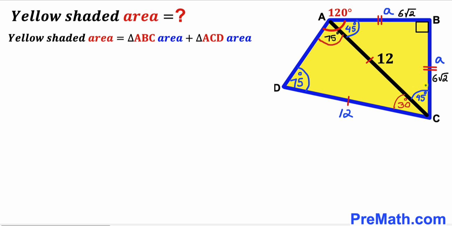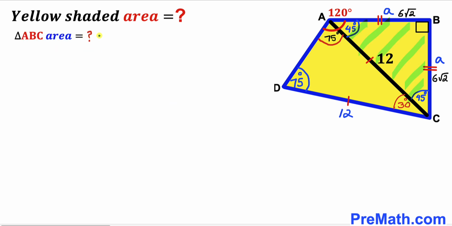Here we are talking about this triangle ABC area, and the area of this other triangle ACD as well. So therefore now our task is to calculate the area of this triangle ABC and the area of the other triangle ACD as well, before we could calculate the area of this yellow shaded quadrilateral. So therefore we are going to calculate the area of this triangle ABC.